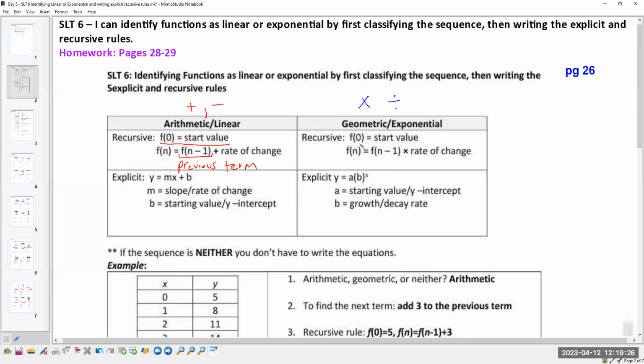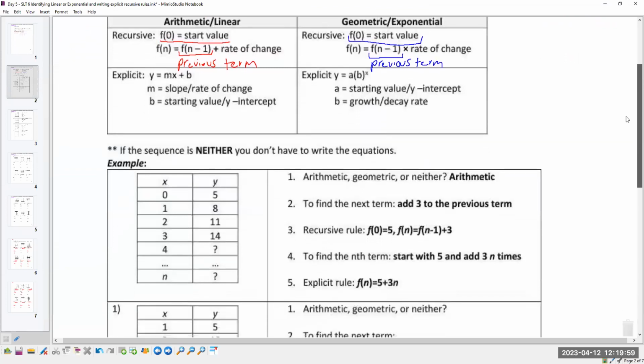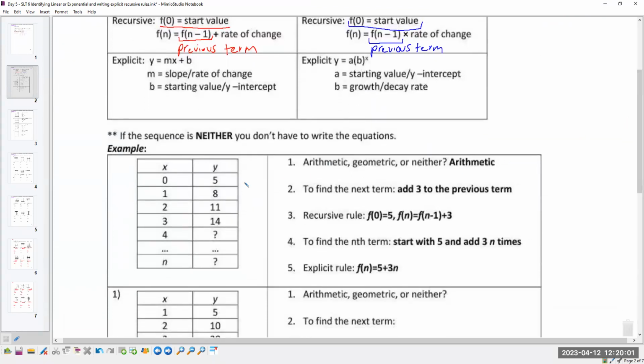It's going to look really similar in the sense that I'm going to start with f of 0 or whatever my first term is. And then to find the next term, I'm going to take f of n minus 1. Every time you write f of n minus 1, please write this in your packet, I want you to think previous term. And then I'm just going to multiply it by the rate of change. For an explicit geometric rule, I'm going to use a times b to the x, where a is the starting value and b is the growth or decay rate. Nothing new there.